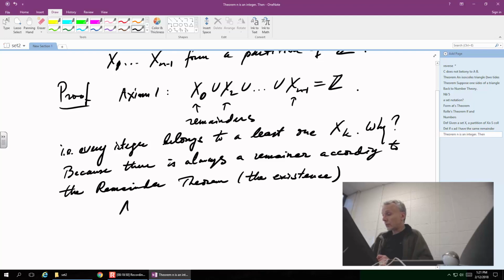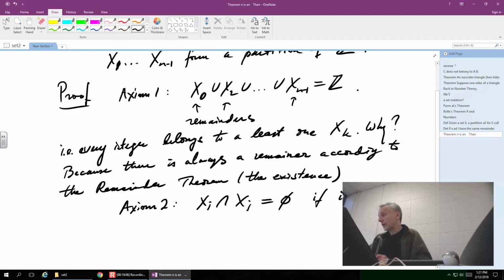Uniqueness. So axiom 2 is that x_i intersection x_j, the disjointness of these sets, is empty if i is not equal to j. Very carefully, once again, we are writing out all of these statements logically. Everything can be rewritten in terms of sets, intersections, unions, empty, non-empty, and so on. As you can see, over there, every integer belongs to at least one x_k. This is an existence: there is such a k.